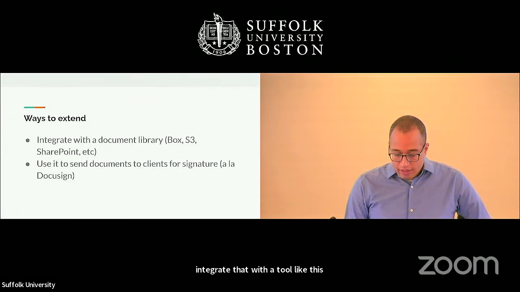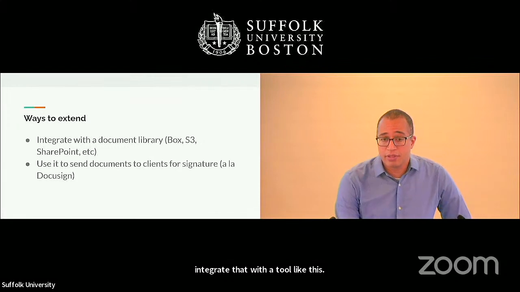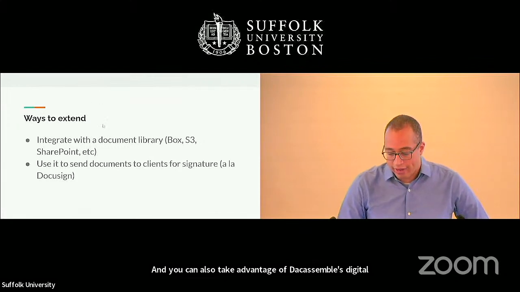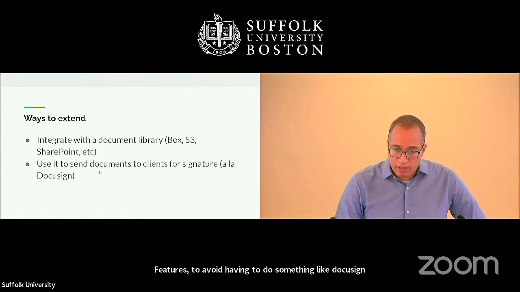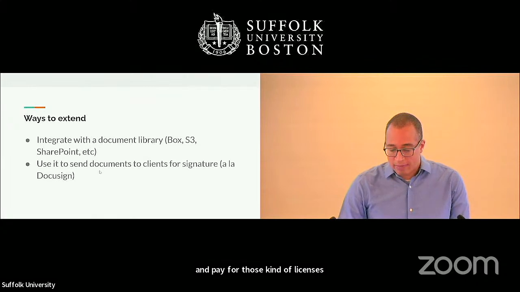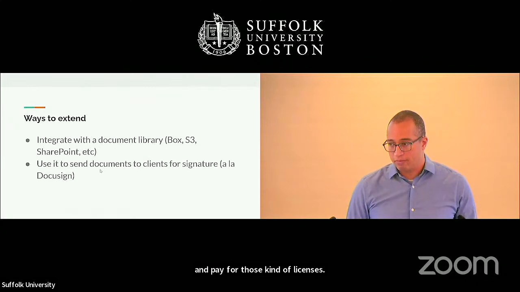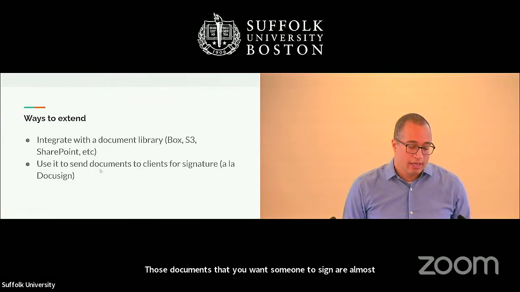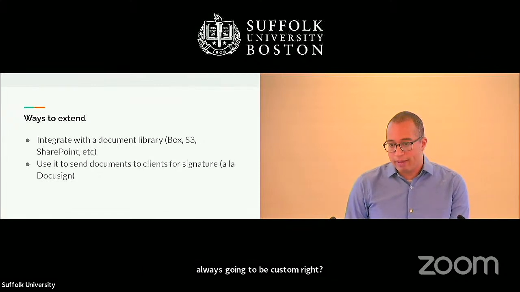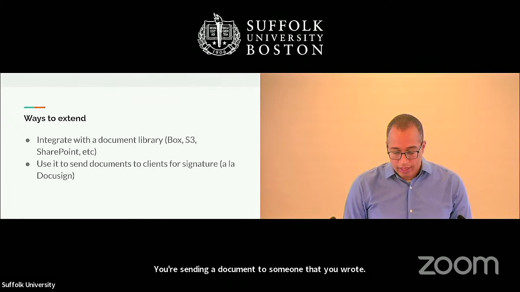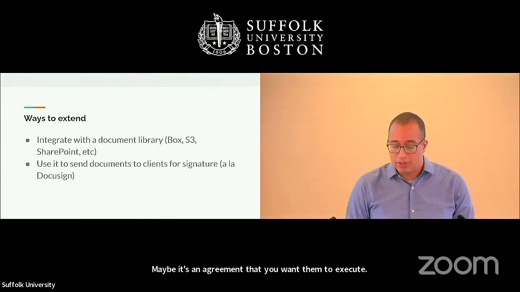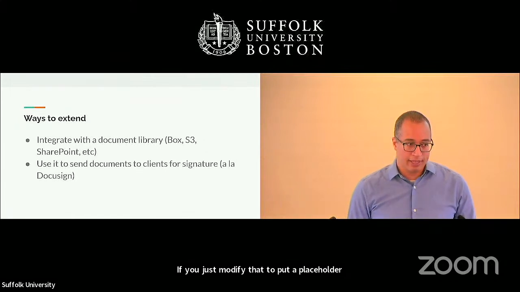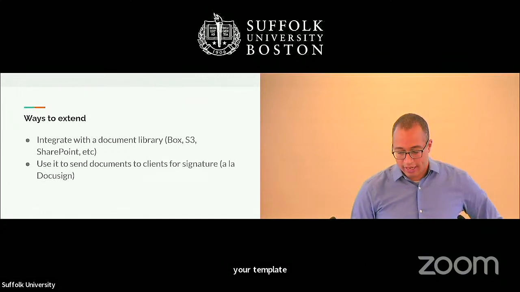And you can also take advantage of Docassemble's digital signature features, to avoid having to do something like DocuSign and pay for those kinds of licenses. Those documents that you want someone to sign are almost always going to be custom, right? You're sending a document to someone that you wrote. Maybe it's an agreement that you need them to execute. If you just modify that to put a placeholder in for the signature, a tool like this can allow you to upload your template, have Docassemble build the questions that it needs for it, and those can be as complicated as sending it out for a signature.